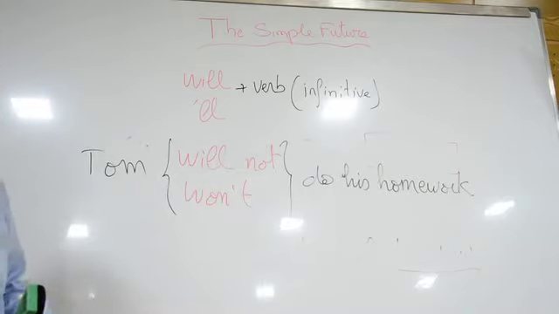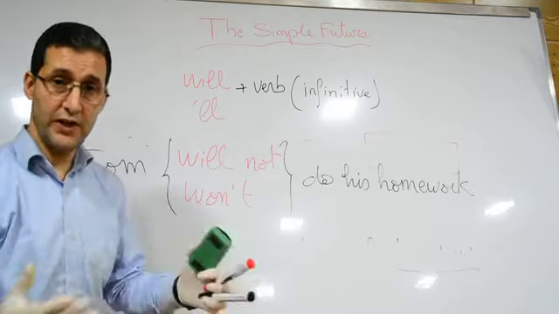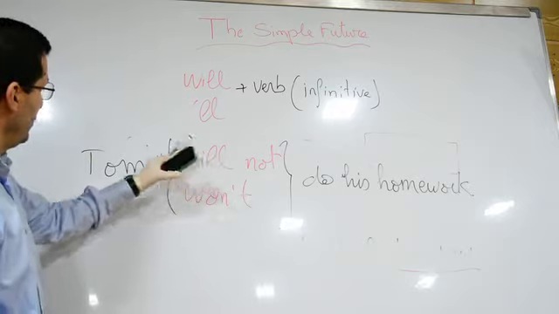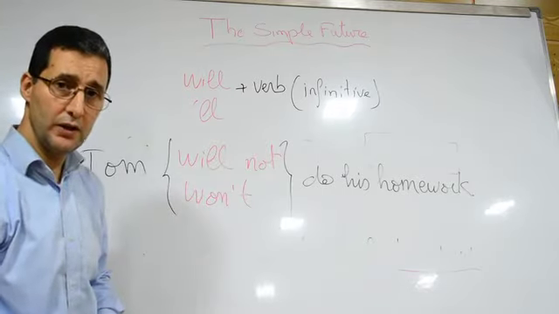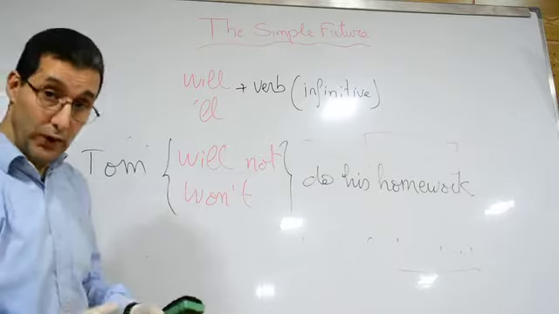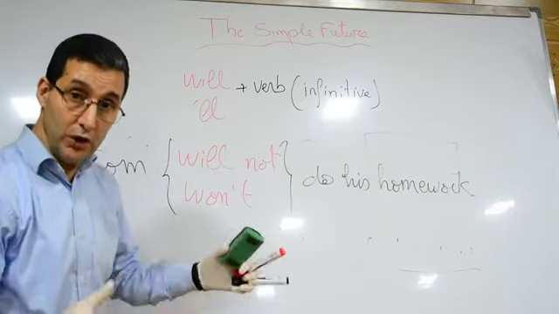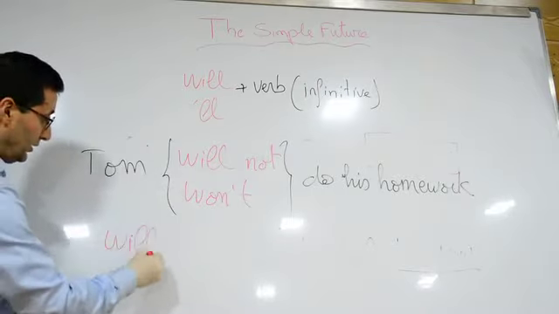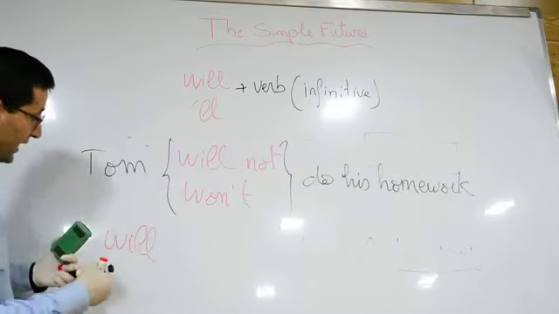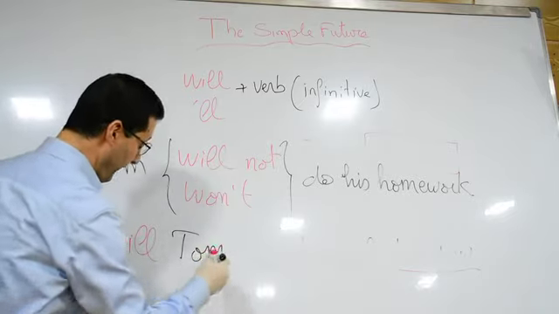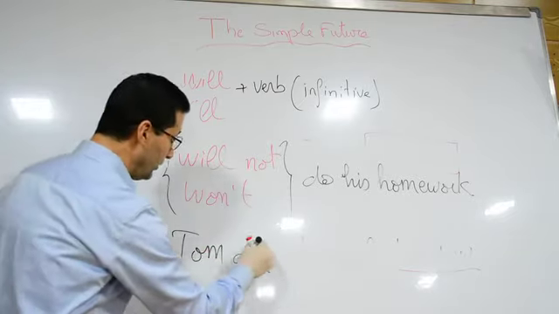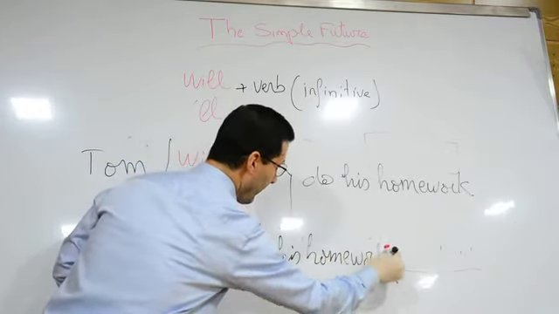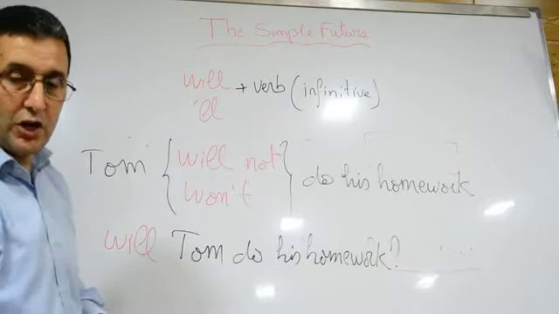In the interrogative form, it's very easy. We just make the inversion. Example, will Tom do his homework? Yes, he will do his homework. No, he won't do his homework. Now just start by will, okay? And then the subject, and then the verb. Will Tom do his homework? Will Tom do his homework?